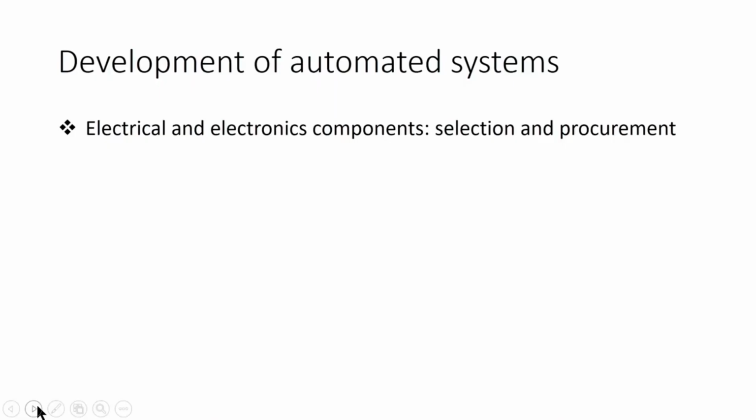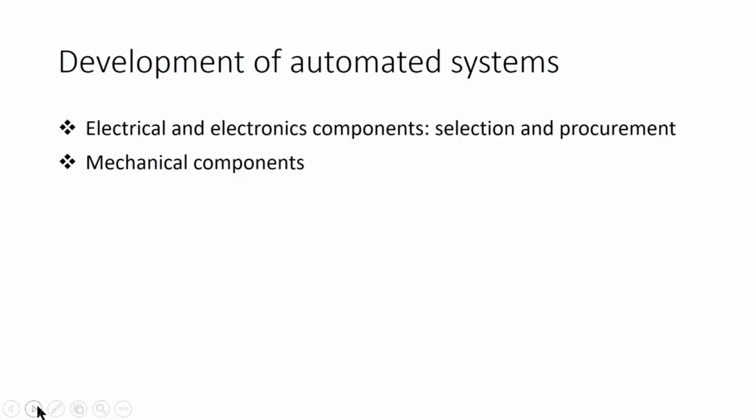Well, my friends, as I mentioned in my previous lectures, we need electrical components, we need electronics components for our desired automated system. These components we are selecting based upon the thorough knowledge of the working principle and construction of these components, and then we are procuring these components from the market.